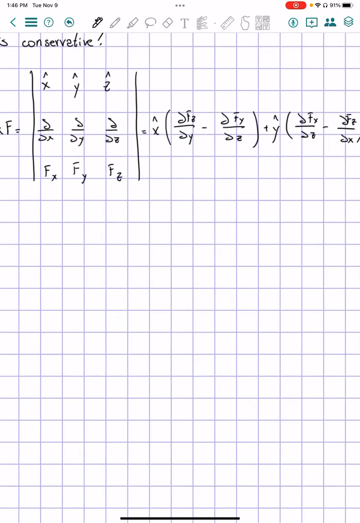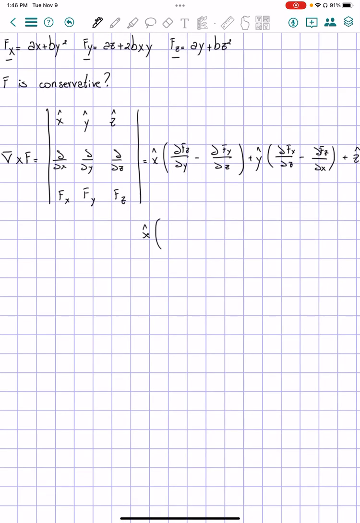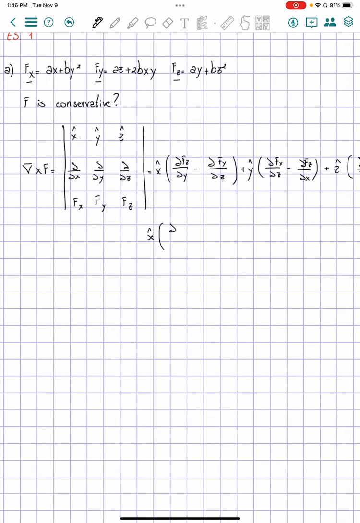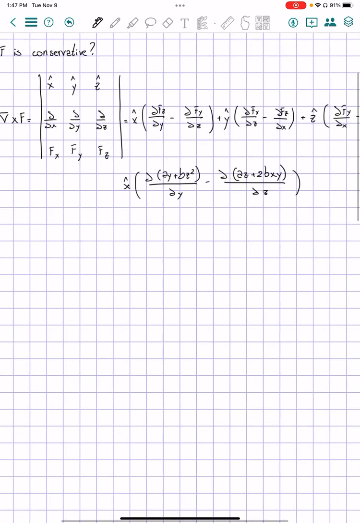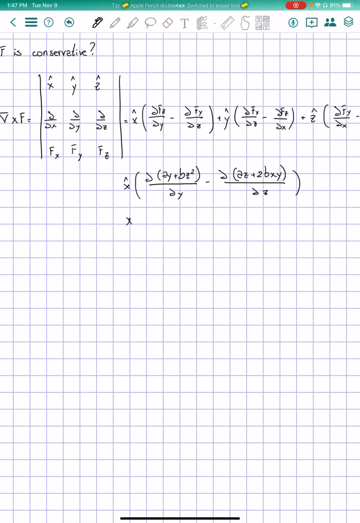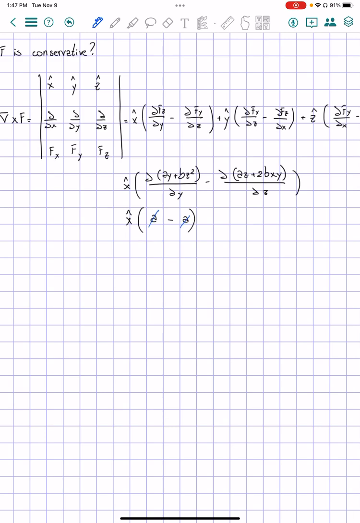So by solving this, I'm going to get x hat direction, for example. I'm going to get d of what is f of z? F of z is equal to ay plus bz squared over dy minus d over f of y, which is az plus 2bxy over dz. So let's solve one part at a time. Let's solve this first one. So I'm going to get x hat that is equal to a from the first part minus a from the second part. So they cancel each other out, and I'm going to get a 0.